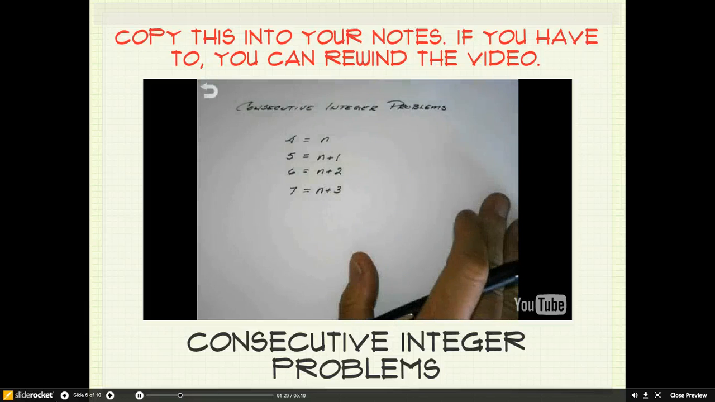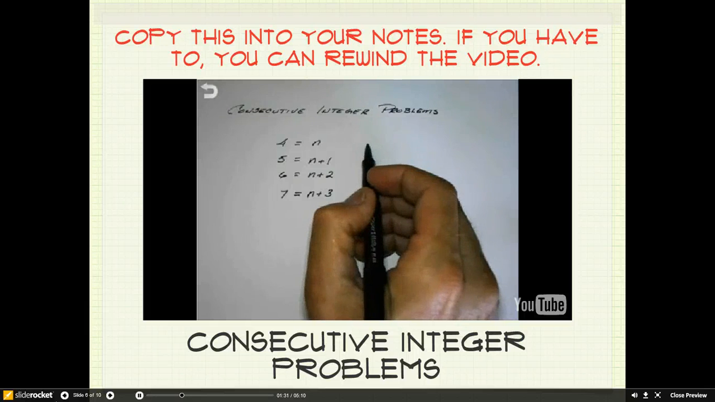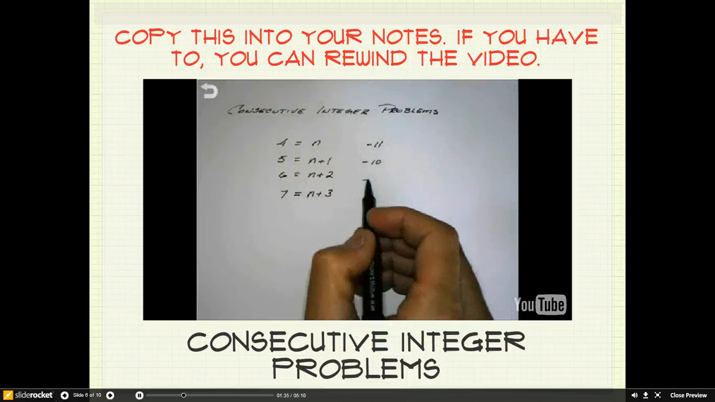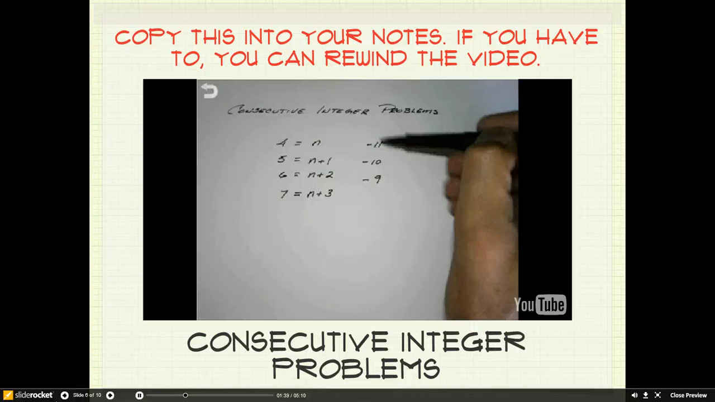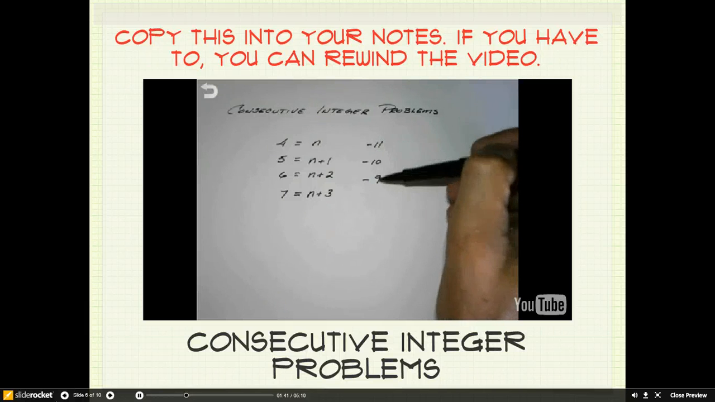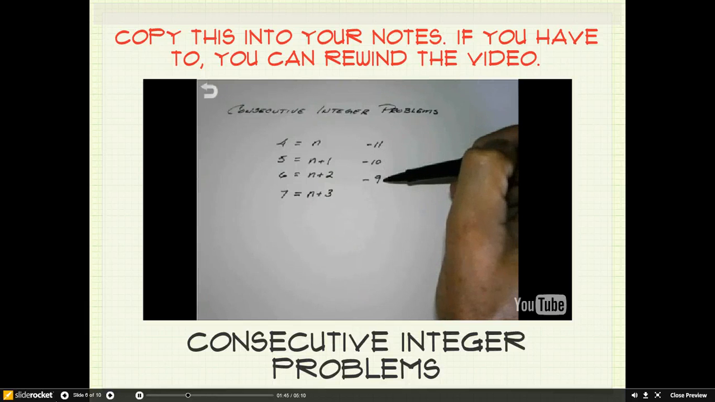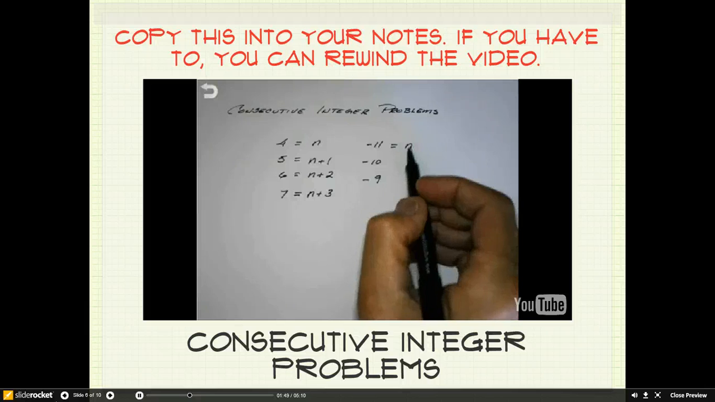Let's look at some different numbers. Let's look at negative 11, negative 10, and negative 9. Now, does it look like I wrote these backwards? If you think about it, negative 11 is smaller than negative 9, so I still started with the smallest one, and I got bigger. Well, does it still work if I call negative 11 n?